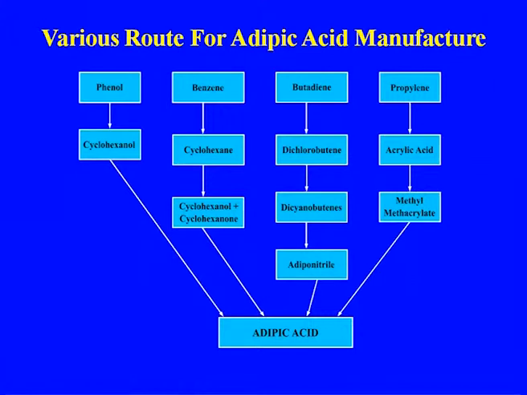But the major production of adipic acid is through the cyclohexane route, where we get cyclohexanol and cyclohexanone, and then phenol also gives cyclohexanol. Here is the dichlorobutene, and then the adiponitrile route, which I told you. So these are some of the routes.